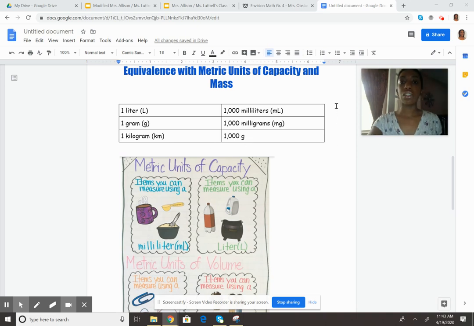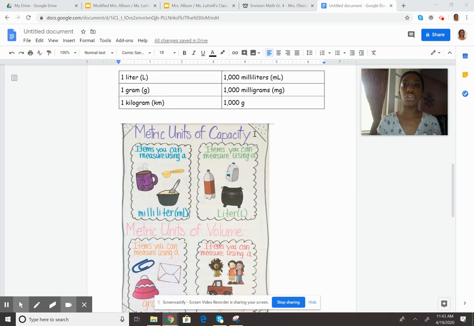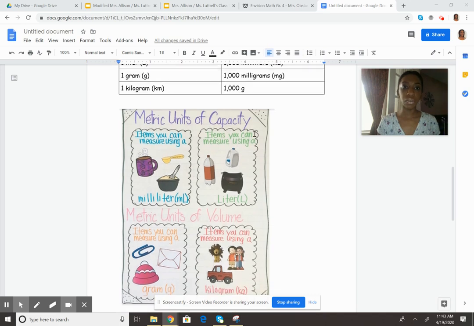So this is the chart that you will need to know in order to complete your assignments. You are required to convert different metric units in your assignment, so it's important to understand this chart and get used to this chart. Okay, so let's go over some things that can be used with measuring each of the metric units.